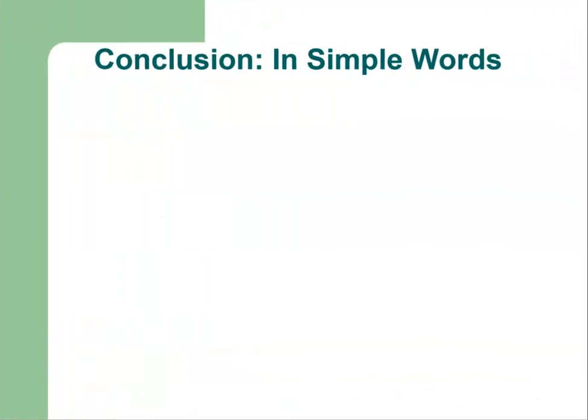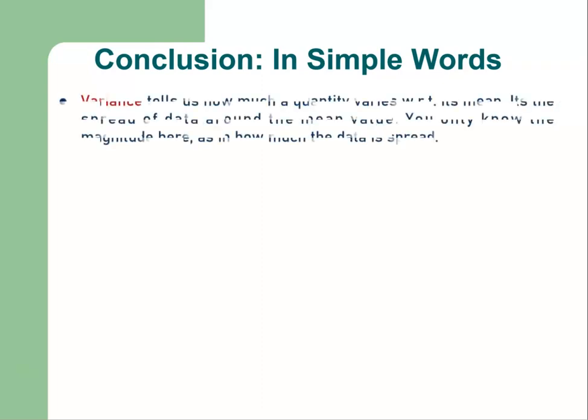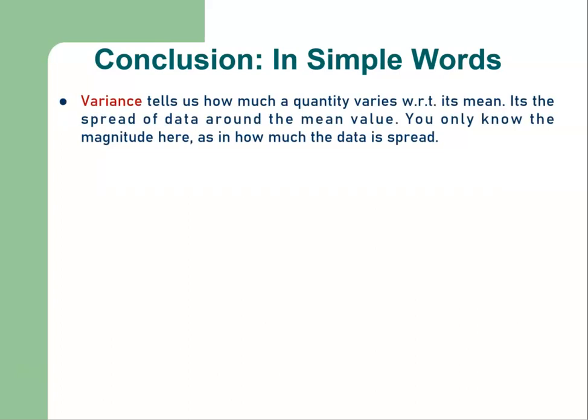Now we understood what is correlation, what is covariance, and what is variance. We can make a conclusion. As I mentioned earlier, variance tells us how much a quantity varies with respect to its mean. So it's the spread of data around the mean value. You only know the magnitude here, as in how much the data is spread.